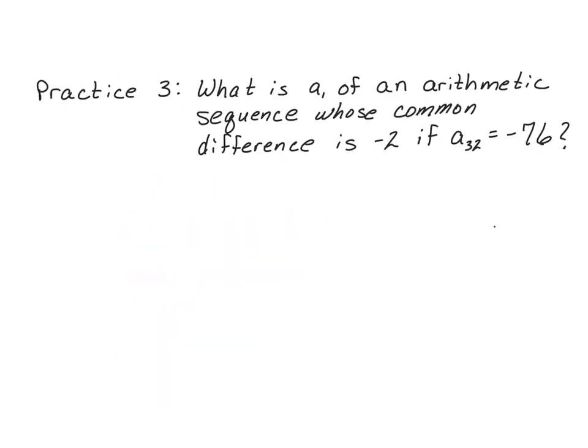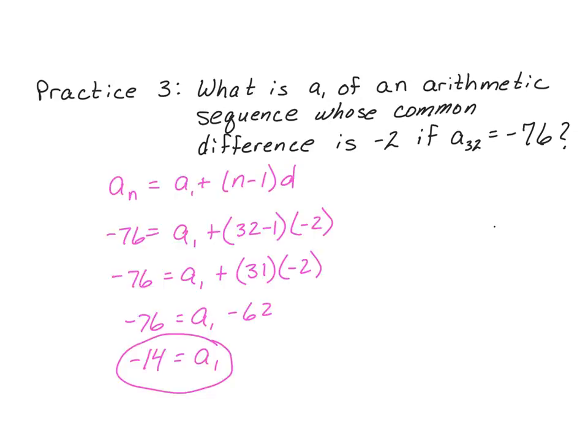All right, like before, I want you to write this problem down, pause the video, work the problem, and then unpause the video for the result. All right, so plugging everything in, we have a sub 32 is negative 76, so negative 76 goes in for the a sub n. The n value in that situation is 32, and the difference was given as negative 2. And then working out the math here, we end up with a sub 1 is equal to negative 14.